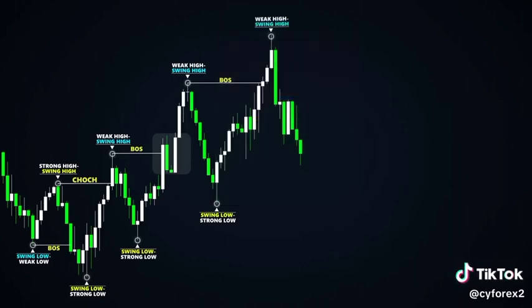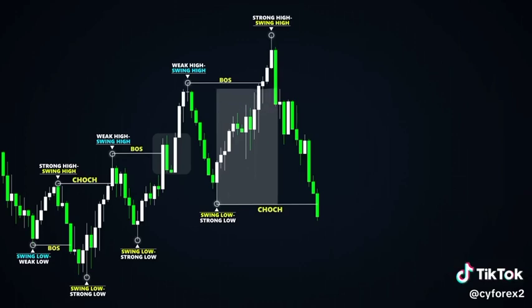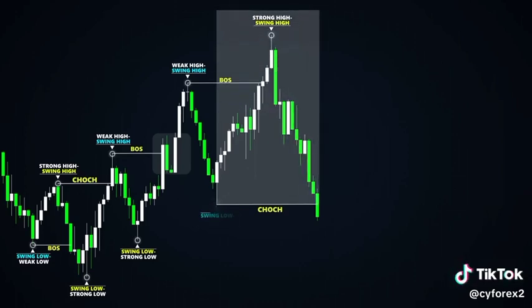Now, here's the twist. Price was moving up, but then, it breaks below the strong low. That's a clear change of character, which means the market has flipped back to bearish. Because of that, the last weak high now becomes the strong high. To mark it, draw a horizontal zone from the strong low to the break, extend it upward, and pick the highest point in that area. That's your new strong high.